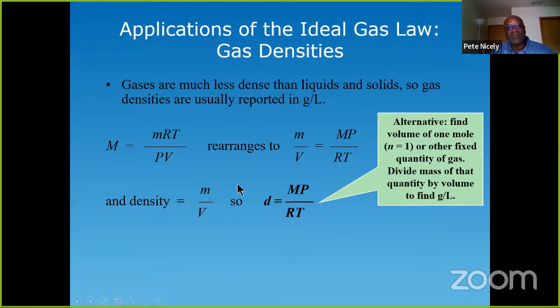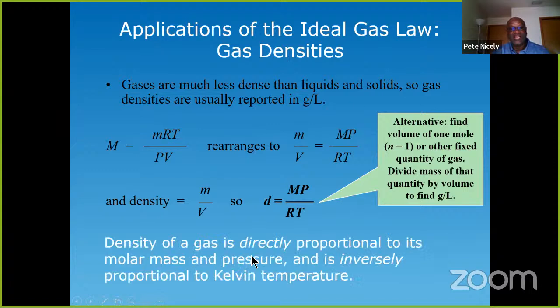So M over V, as I said before, is the density. Therefore, this would be the final expression for the calculation of the density of a gas. The density is equal to M, which is the molar mass, times P, which is the pressure, divided by R, times T, which of course is the temperature in Kelvin. And there are a couple of things that you'll notice about this equation in terms of the relationship between densities and the other variables on the other side of the equation.